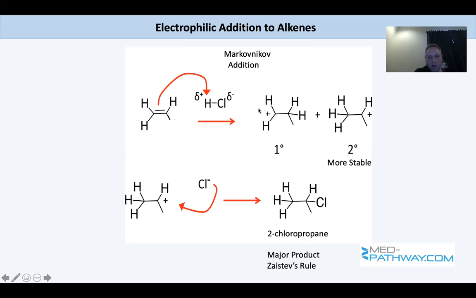As a consequence, what you generate is a carbocation. Now, you can have two different carbocations form, because the positive charge can form on this carbon here or that one there. And so you have a primary carbocation versus a secondary carbocation. We already know the secondary is more stable, so it'll exist longer. As a consequence, the dominant product will be where the chloride anion attacks the carbocation at the secondary position to generate 2-chloropropane. The major product is the most stable alkane, and this is known as Zaitsev's rule.